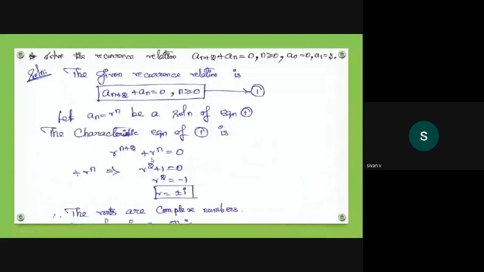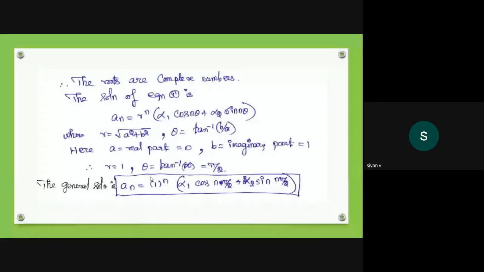The roots are of the form a plus or minus i b, with a equal to 0 and b equal to 1. So r equals square root of a square plus b square, and theta equals tan inverse of b by a. Substituting, a n equals 1 power n, alpha 1 cos n pi by 2 plus alpha 2 sin n pi by 2. From the beginning, if any doubt arises, you can ask.